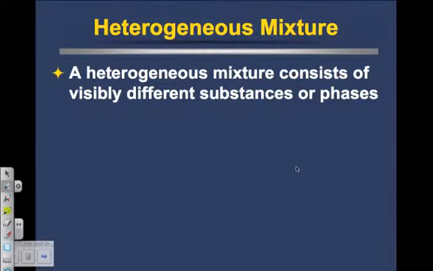Alright, so a heterogeneous mixture, that's where you have visibly different substances. So if I have, let's say, oil and water, and I can see the oil and I can see the water, and also oil floats on the top, so definitely not going to be uniform because I can get oil in one drop and then I can get water in another drop and not get them mixed together. So when you can visibly see differences, you know it's got to be a heterogeneous mixture.